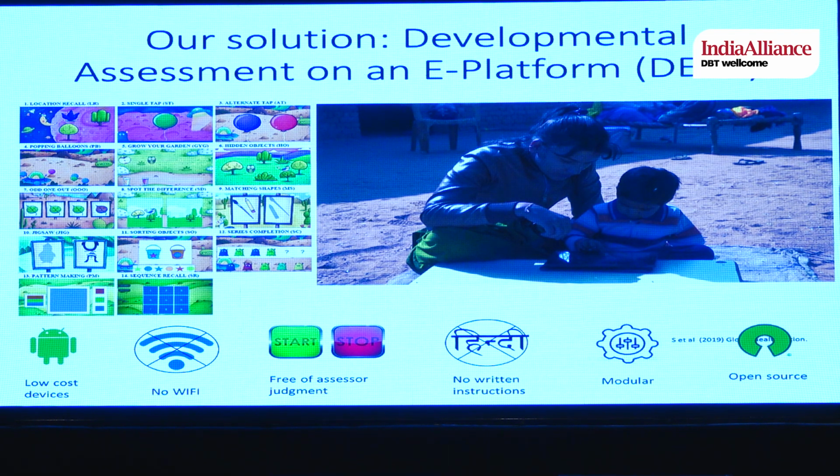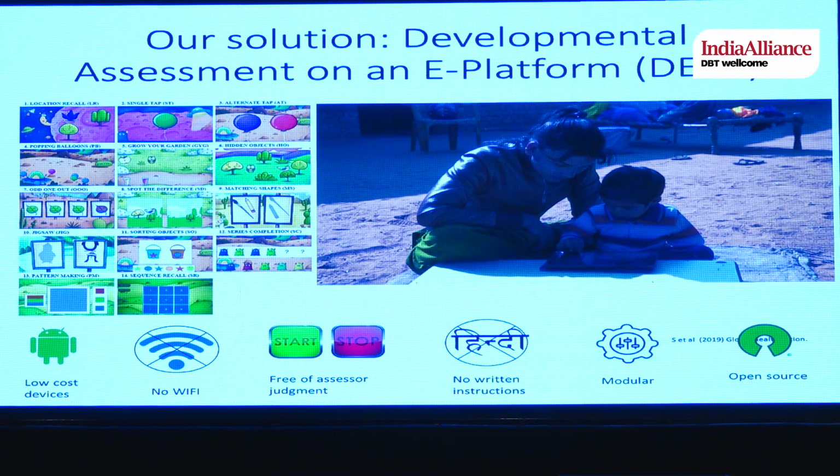There was no assessor agreement, there was no Wi-Fi needed. All of this was for the scale of scalability, no written instructions, and of course the software is completely open source. Oh, it is working now. You can probably see the child playing with the game now.